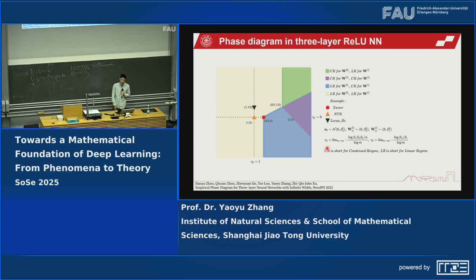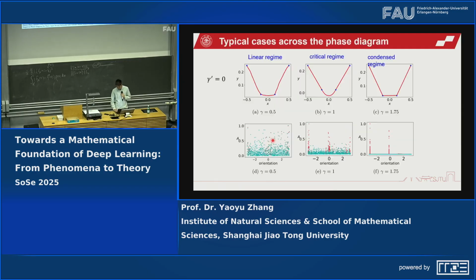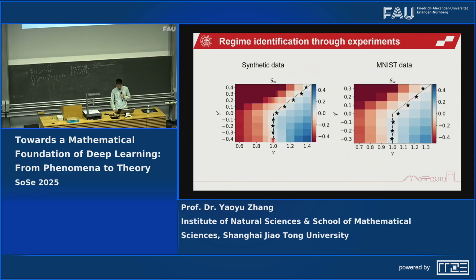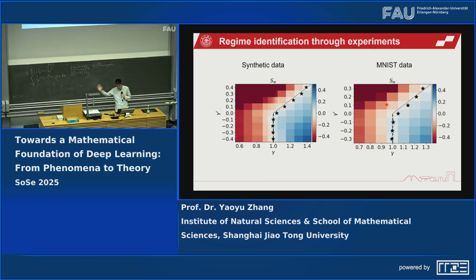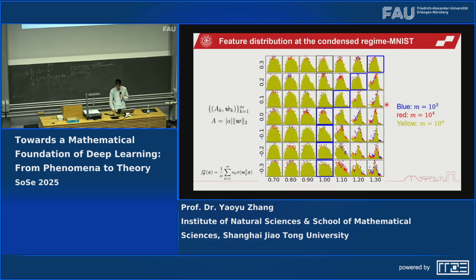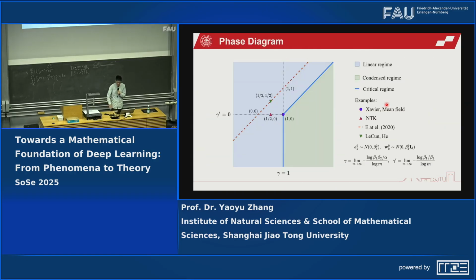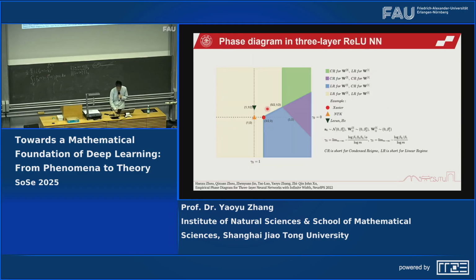And later, we did something in the 3-layer ReLU network. There are no theorems, because in 3 layers, proving theorems is more difficult. But still, we can use an empirical method, like this empirical phase diagram. What we do is like before. We use some relative distance, and then we see how this relative distance throughout the training changes as we increase the width of the network. And we mark the slope to extrapolate and tell whether it goes to infinity or goes to 0. It is with this method that we obtain this 3-layer phase diagram.